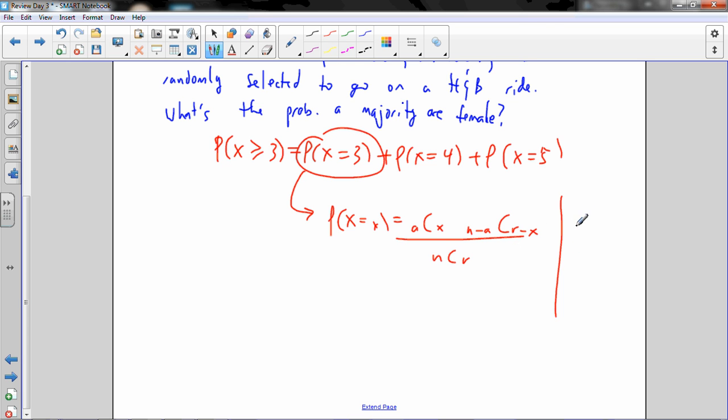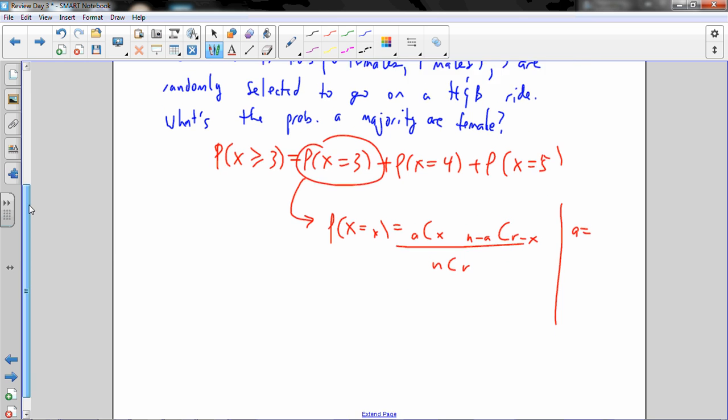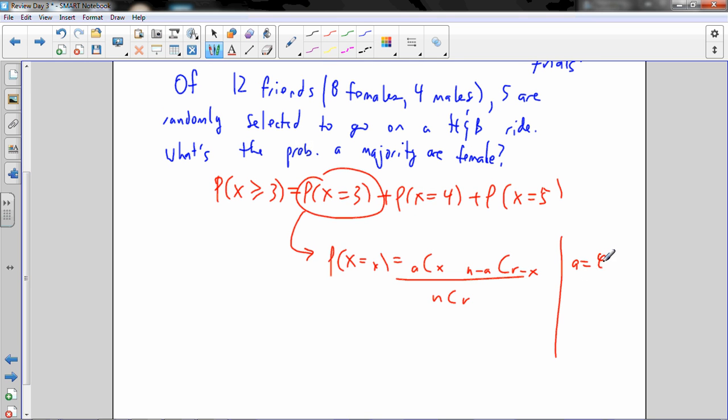And what are these things? Well, A would be the number of possible successes, which is the 8 females. X is the number that we're interested, 3, 4, and 5 in this question that I made up. What else? We got N. N is the total number of people altogether, and R is the number we are selecting, 5, and then it's just a calculator exercise. Bit of a nasty one, but still pretty doable.